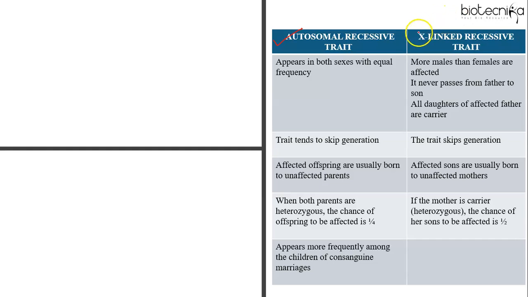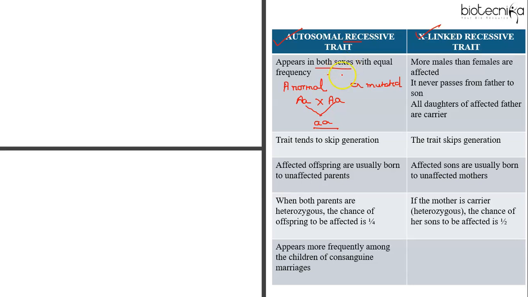Next is autosomal recessive trait and X-linked recessive trait. Autosomal recessive inheritance is a genetic condition that can occur when the child inherits one copy of a mutated gene from each parent. So for example, let's say this is the normal allele and this is the mutated. When the parents are heterozygous and each parent contributes the recessive allele, then only the individual will be affected.